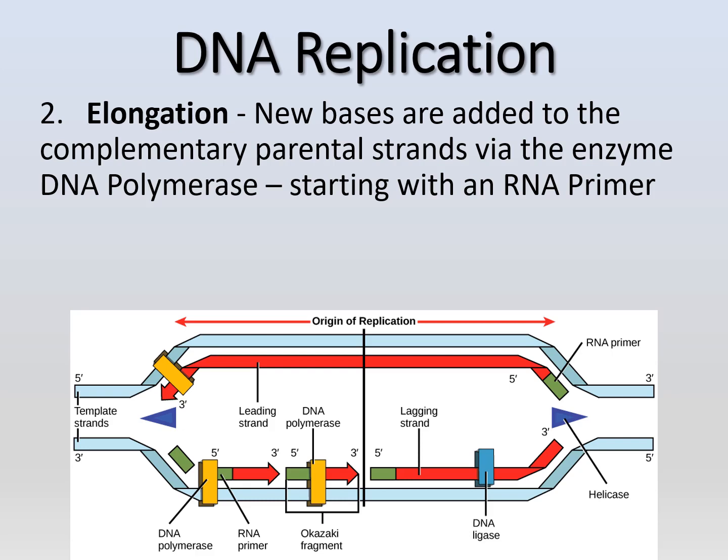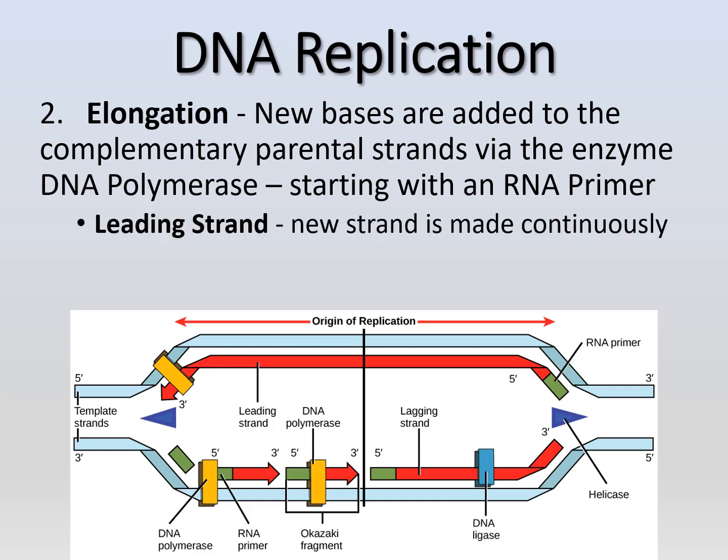So then the second step of DNA replication is elongation. So we have to add new bases to that parent strand using that enzyme DNA polymerase. And we actually start with an RNA primer. So that tells us there's our starting spot. Okay, and then using that DNA polymerase, it's going to start adding on those complementary bases using that parent strand as a template, right? So it'll be the opposite base of what is on the original DNA.